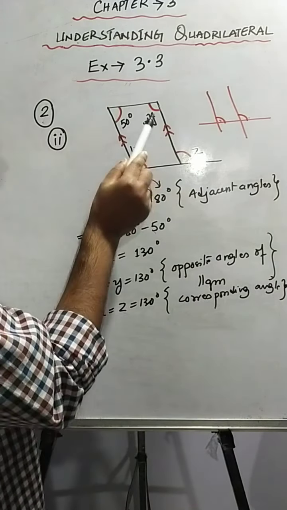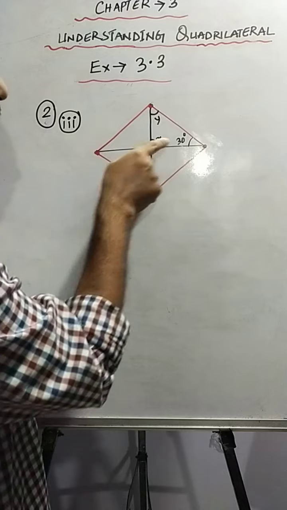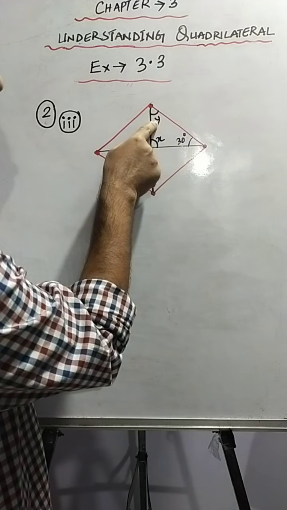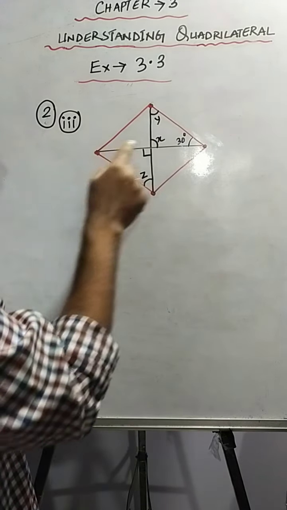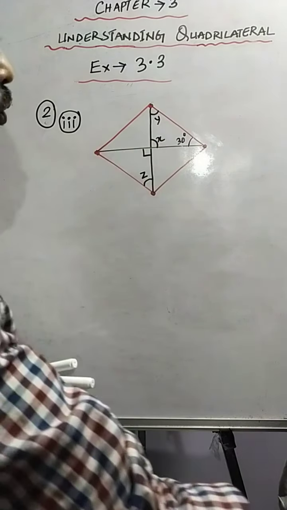This is sum number 3 of question number 2, students. Now see, this is 90 degree given, this is 30 degree, this is y, this is x, and this is z. Fine. So now how to get the value of x? How to get the value of x?